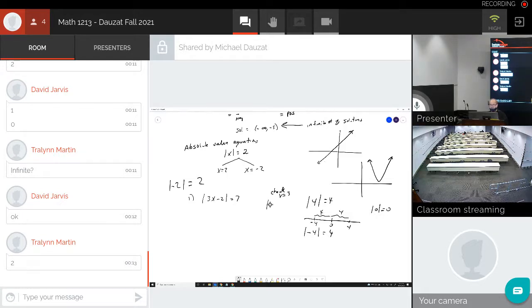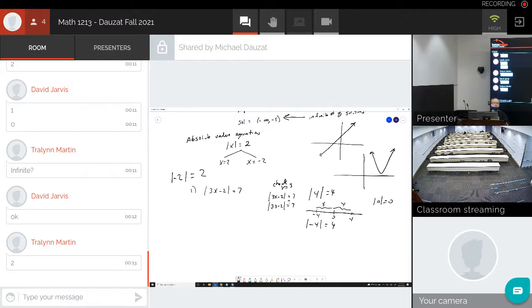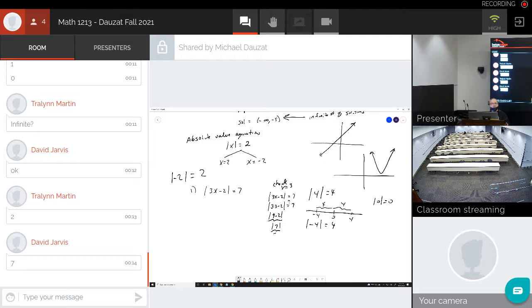The original is the absolute value of 3x minus 2 equals 7. So we see the variable x, I substitute 3, right? So the absolute value of 3 times 3 minus 2. And I want to see if that's going to equal 7. What's 3 times 3? 9. And what's the absolute value of 9 minus 2? That's the absolute value of 7. And what's the absolute value of 7? 7. And that's what you wanted. So 3 is a solution.